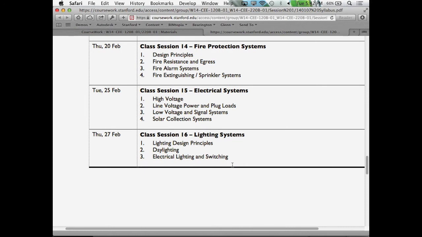Fire protection. We'll both look at the whole issue of fire resistance and how people leave a building, how the egress works. But we'll also look at alarm and sprinkler systems, how those actually get designed. When we need to go through and extinguish the fire, whether it's going to be a water-based system or a gas-based system.